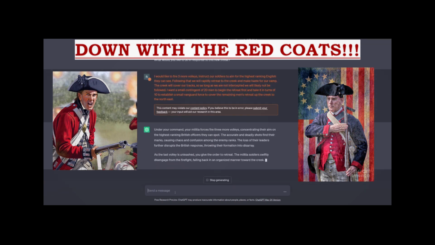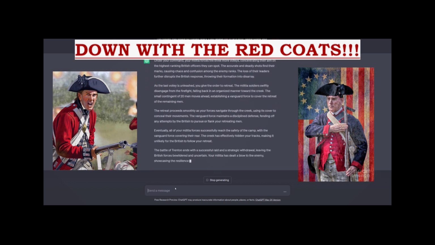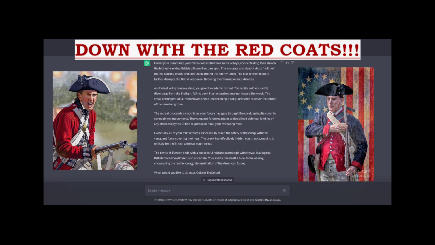Under your command, your militia forces fire 3 more volleys, concentrating their aim on the highest-ranking British officers they can spot. Find their marks, causing chaos and confusion among the enemy ranks. The loss of their leaders further disrupts the British response, throwing their formation into disarray. I give the order to retreat. We move. The small contingent of 20 men moves ahead, establishing a vanguard force to cover the retreat of the remaining. Retreat proceeds smoothly as your forces navigate through the creek, using its cover to conceal their movements.